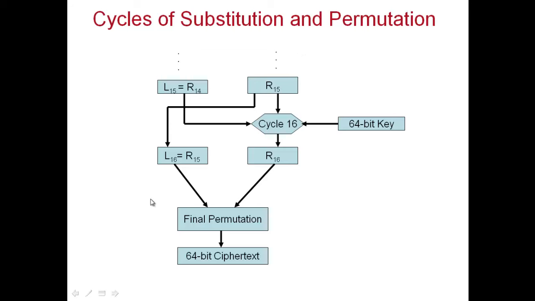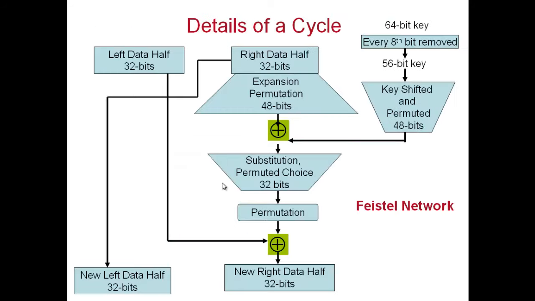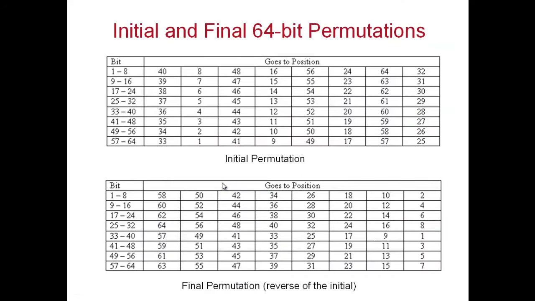R15. So at the end of cycle 16, we combine the L16 and R16, so each is 32-bit, so when they are put together it is 64-bit. It goes through a final permutation, and the final permutation is according to this table. So here the bit in position 1 goes to 58, the bit in position 2 goes to 50, and then to 42, 34, 26, 18, 10, and then it goes to position 2. So that is bit in position 8 goes to position 2, and the bit in position 9 goes to position 60, the bit in position 10 goes to 52, and so on.